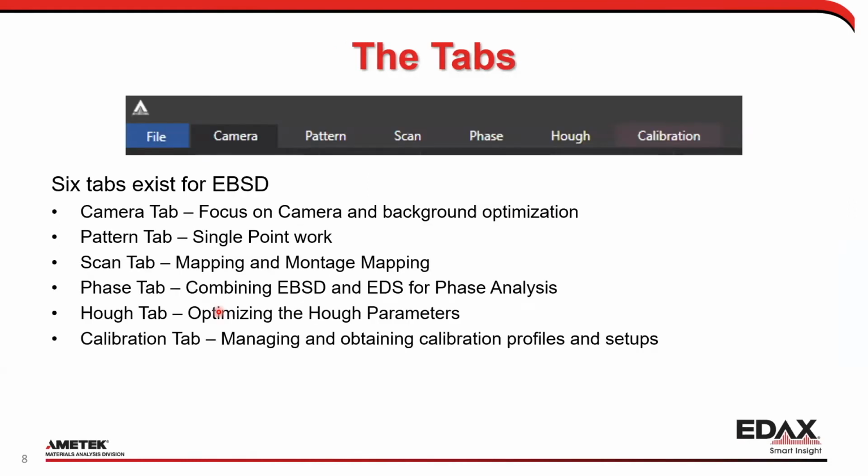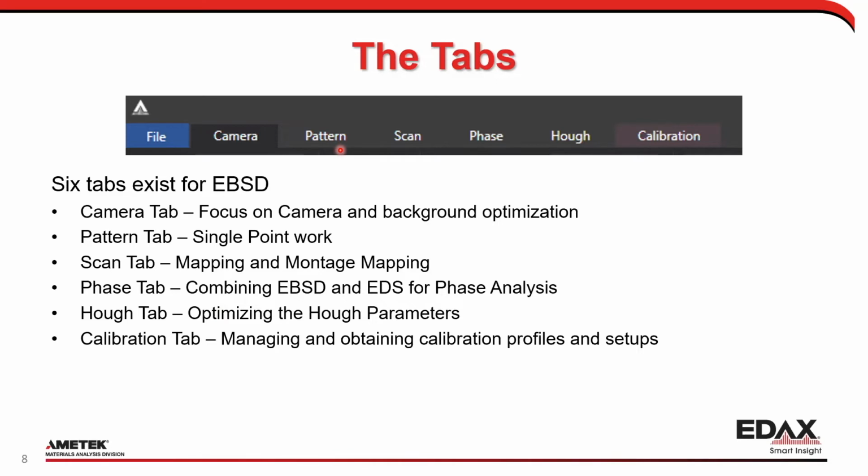So for EBSD, we have this tab structure here of a couple of different things. It's basically workflow related. We have this camera tab, and the camera tab is made for you to easily optimize your camera with everything right in front of your face. I'll show that later on. The pattern tab is more for your single point work. Let's say I'm doing some sort of diffusion experiment, and I want to know the exact orientation that I'm on. I'll go to the pattern tab to do that, more like a point and click mode.